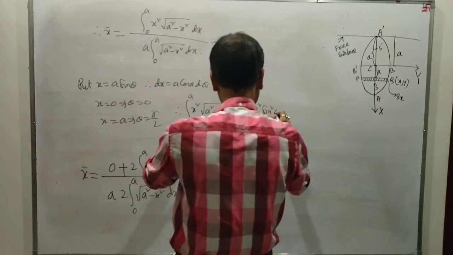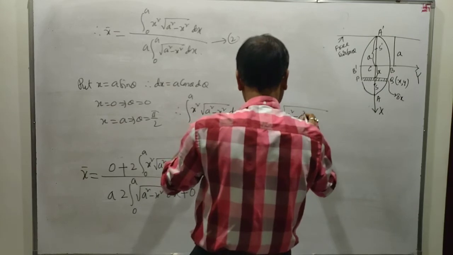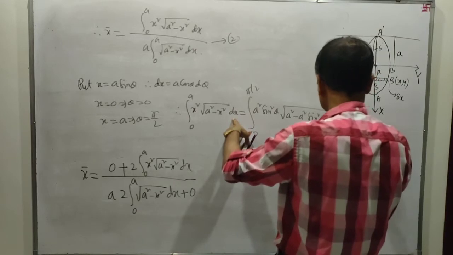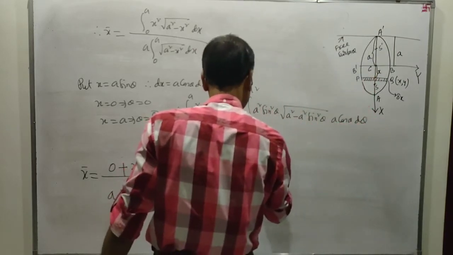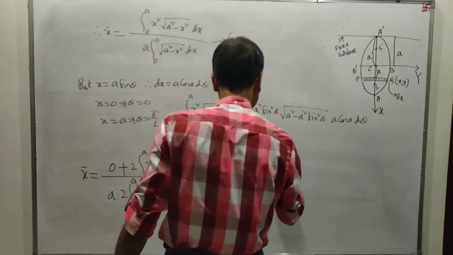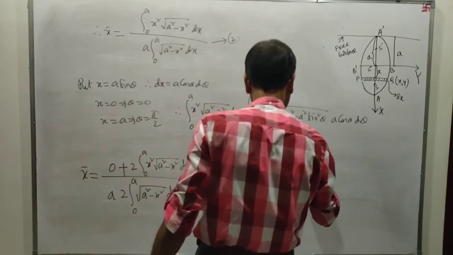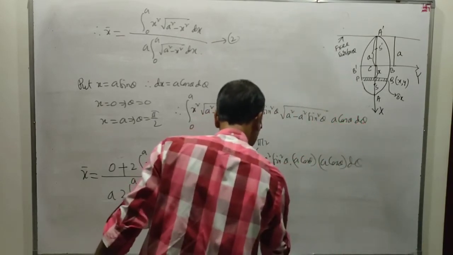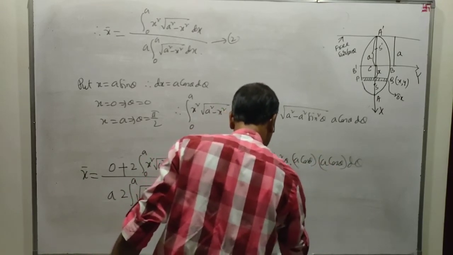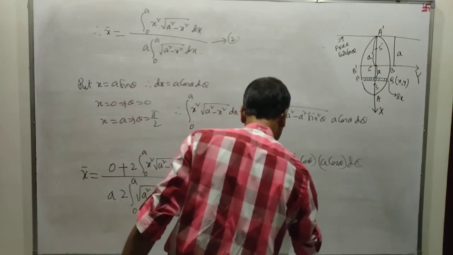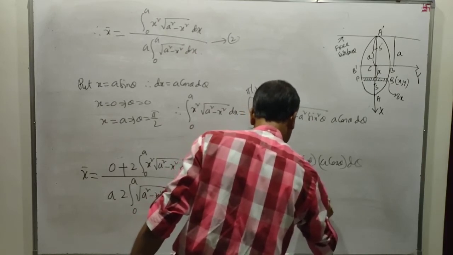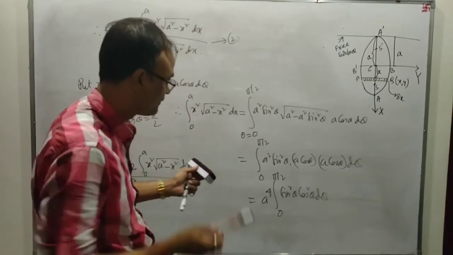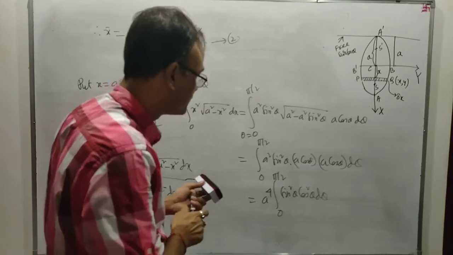a square sin square theta into the square root of a square minus a square sin square theta. For dx you may write a cos theta d theta. This is equal to the integral from 0 to pi by 2 of a square sin square theta times a cos theta times a cos theta d theta. This is equal to a to the power 4 times the integral from 0 to pi by 2 of sin square theta cos square theta d theta.